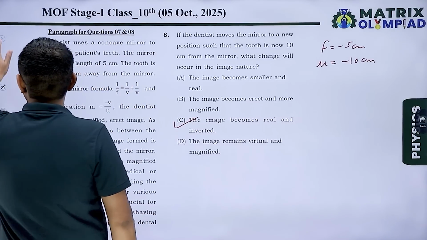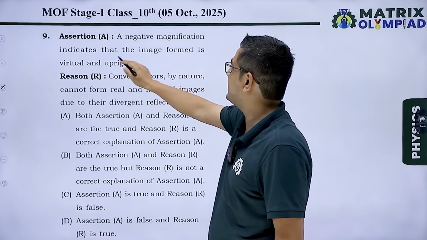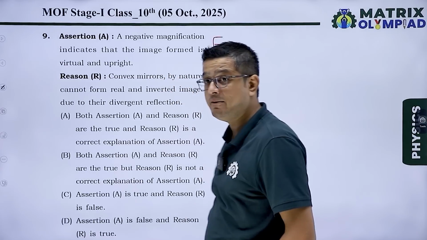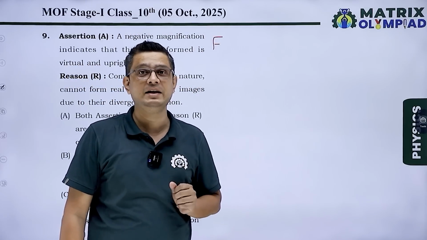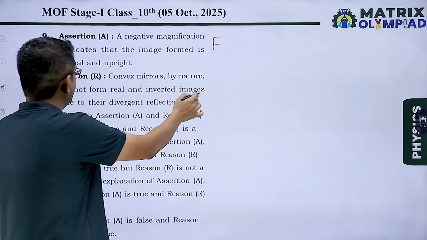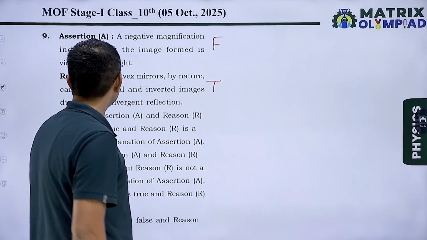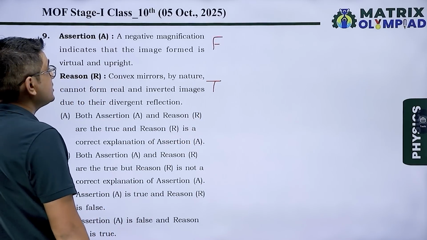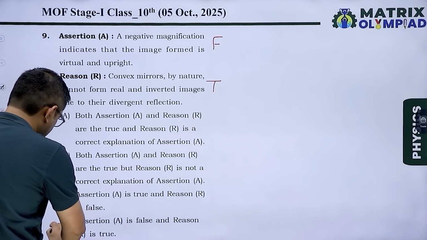Okay. Next question. Question number 9 is also assertion reason. Negative magnification indicates that the image formed is virtual and upright. No, this is a false statement. Negative magnification represents that the image formed is inverted, and all the inverted images are real in nature. Okay, so this is a false statement. Convex mirror by nature cannot form real and inverted images due to their divergent reflection. This is a true statement because convex mirrors are diverging in nature. Okay, so our correct answer is assertion is false while reason is true. So the correct option is option D.